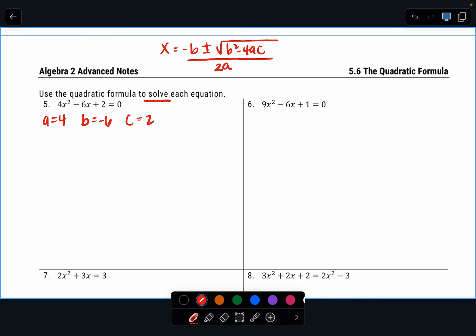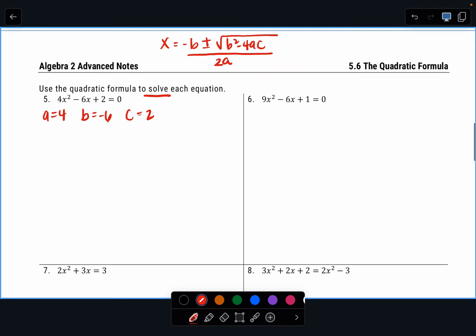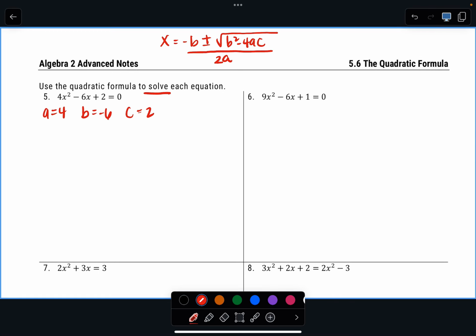I'm only writing it there so you don't have to go backwards and forwards from the front page to the back. This is not something you have to memorize. We give it to you on the test. We are using the whole thing. So if it tells you to solve, we're using the entire quadratic formula. So I'm going to go in and I'm going to plug in what I know.